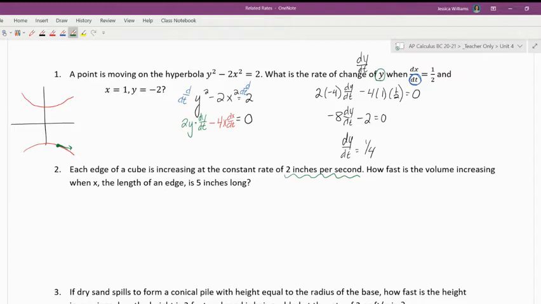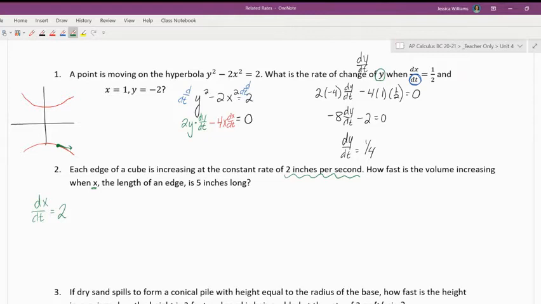So each edge of a cube is increasing at a constant rate. They're calling the edge x. And if they tell you that the edge is increasing at this rate, I'm going to call it dx dt. So the first question was really friendly because they gave me all the notation. This one's not as friendly because I have to go find the notation myself.